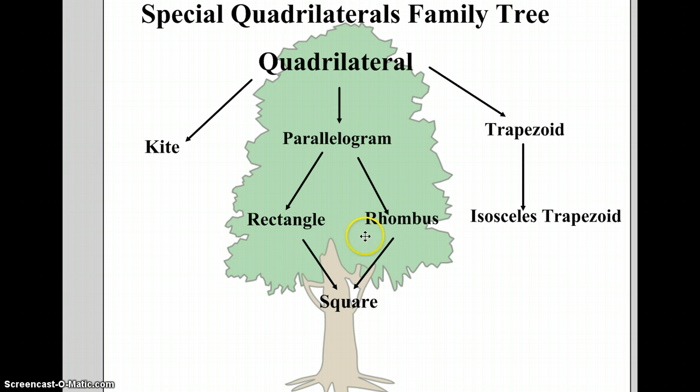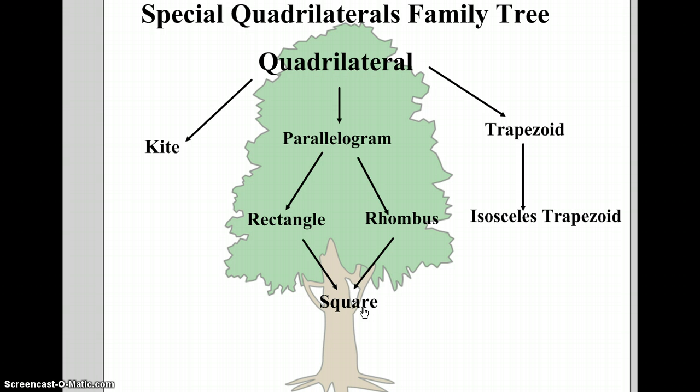Now, rectangle and rhombus got together and they had square. I know, a little weird, but I don't write this stuff. And unfortunately, because a square is a direct descendant of its parents who are brother and sister maybe, I don't know what the problem is, but square doesn't have any unique characteristics.